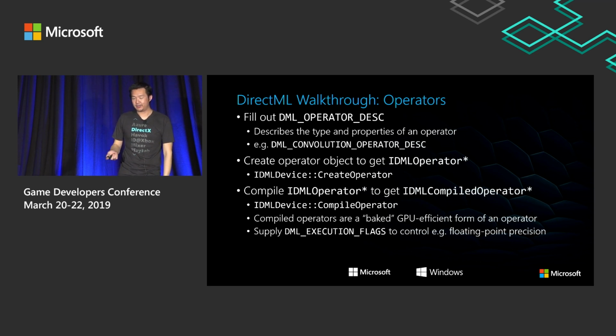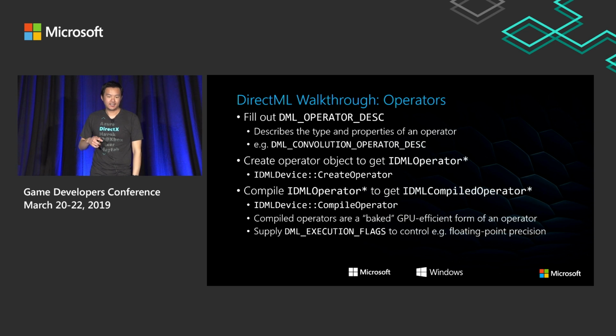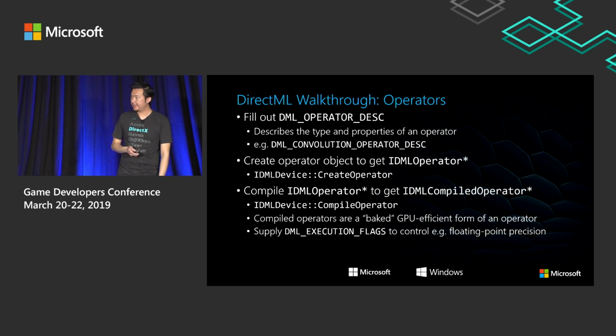Once you have your IDMLOperator, the next step is to compile it. And you can think of a compiled operator as being a GPU-efficient baked form of an operator. And you get one of those by calling CompileOperator on the device. And CompileOperator is the point at which we generate shaders, we will compile them, and we will create PSOs, and we'll set up all other GPU state necessary to efficiently execute this operator on the GPU. Because CompileOperator is the point at which we generate shaders, it takes as a parameter DML_EXECUTION_FLAGS, where you can control things like the floating point precision in which we execute.